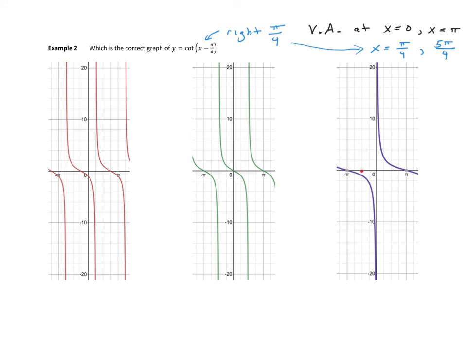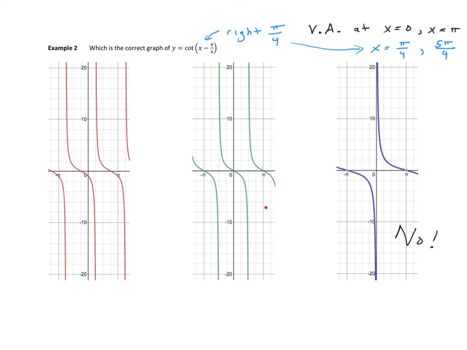And if I look at this equation here, this is the first one I noticed, it kind of looks like cotangent because it's decreasing and there's a vertical asymptote at 0, but there are no vertical asymptotes at pi over 4 or 5 pi over 4. So because of this, I'm going to say no, it's definitely not this one. That can't be the correct graph.